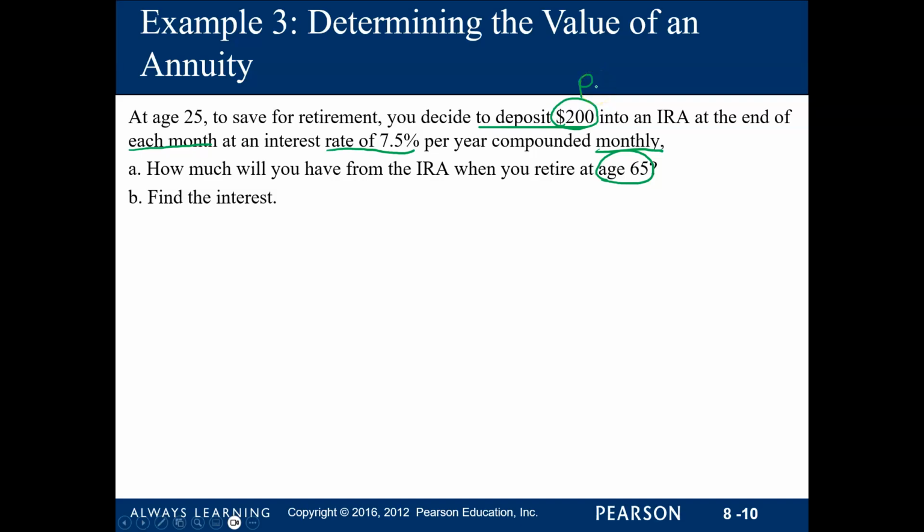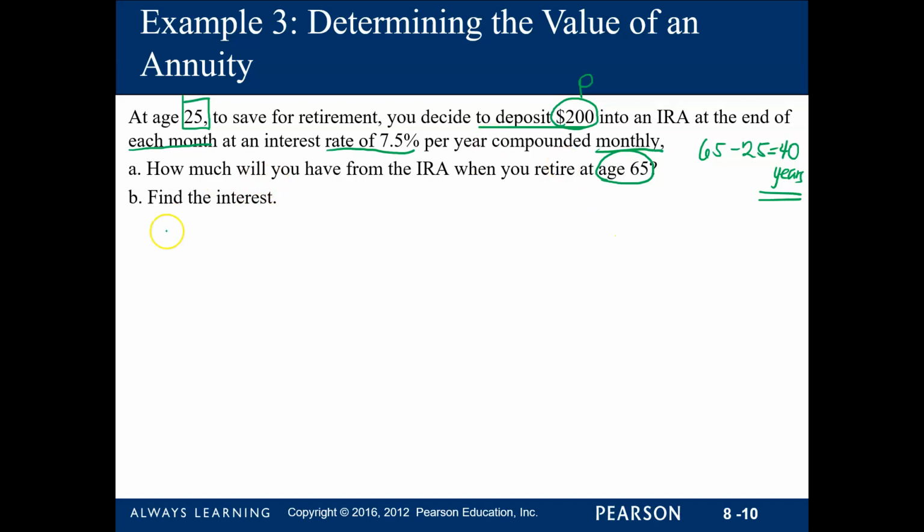Now, one thing that is very tricky about this is that some kids will automatically say, oh, the time is 65. No, it's not, okay? You have to remember, when did you start saving? You started saving at 25. You wanted the money when you are 65. So how long do you make those deposits? Well, 65 minus 25 is going to be equal to 40 years, okay? So that is the T that we will be using.